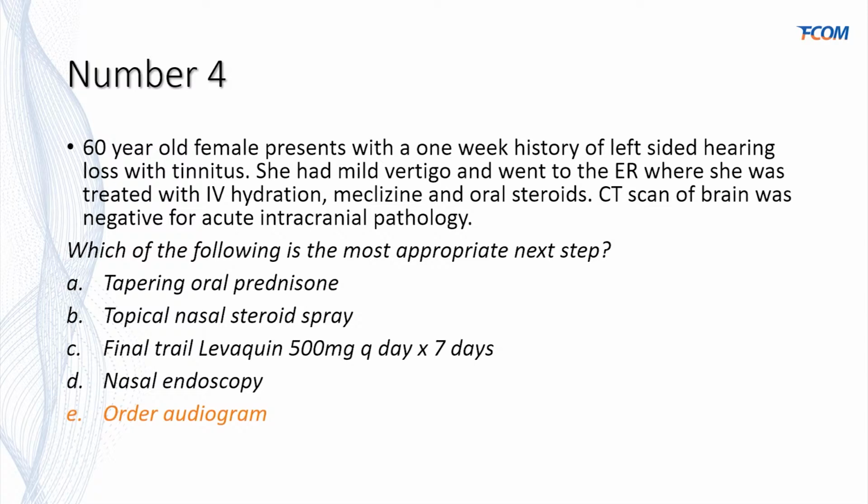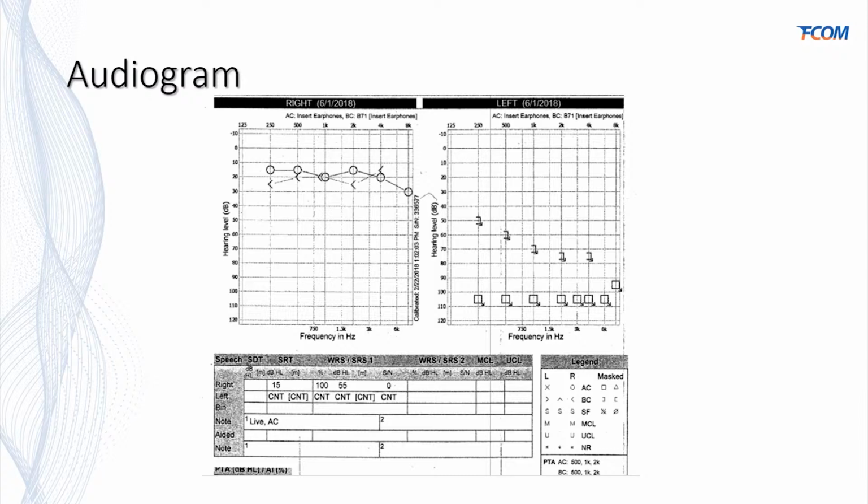Most important thing is to quantify that hearing loss. Is this a true sudden sensorineural hearing loss, or is there something else going on? So we got an audiogram. Audiogram on the right, normal hearing is 25 decibels and above, shows normal hearing. Left ear, normal range. She has lost all the hearing in that ear. She has a left sudden sensorineural hearing loss.